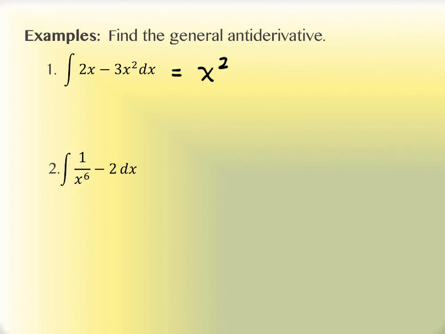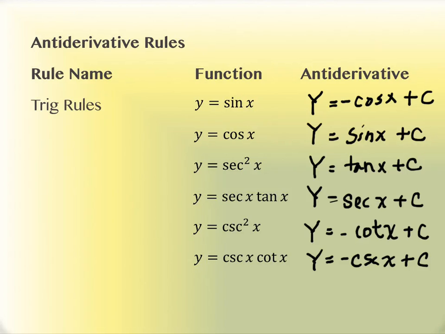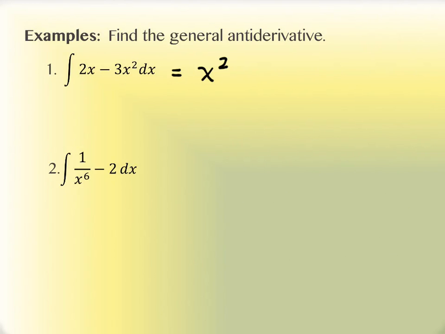Yes? Did you already go over the cosecant x cotangent? Mm-hmm. Right here at the bottom? Yep. It was the opposite of cosine, or cosecant. Yes. You got that one now? Okay, great.